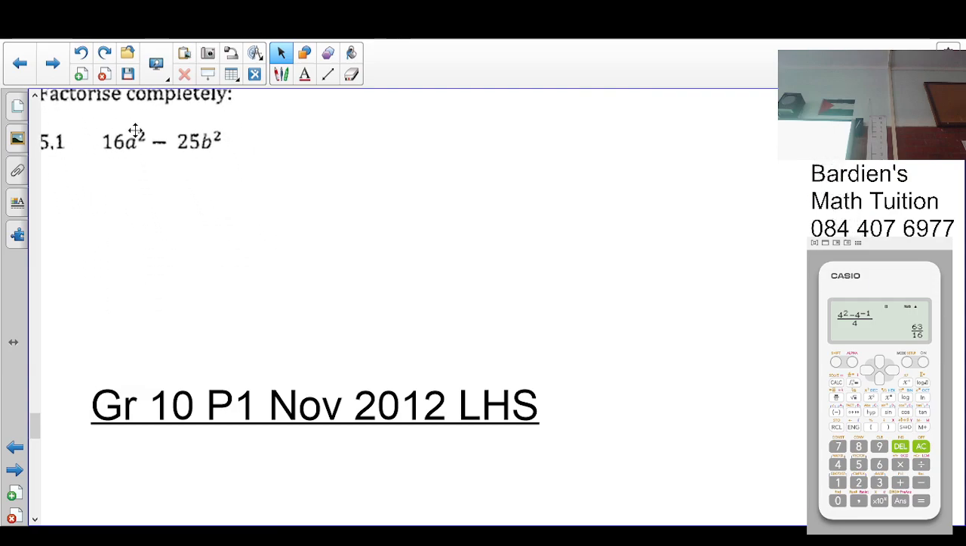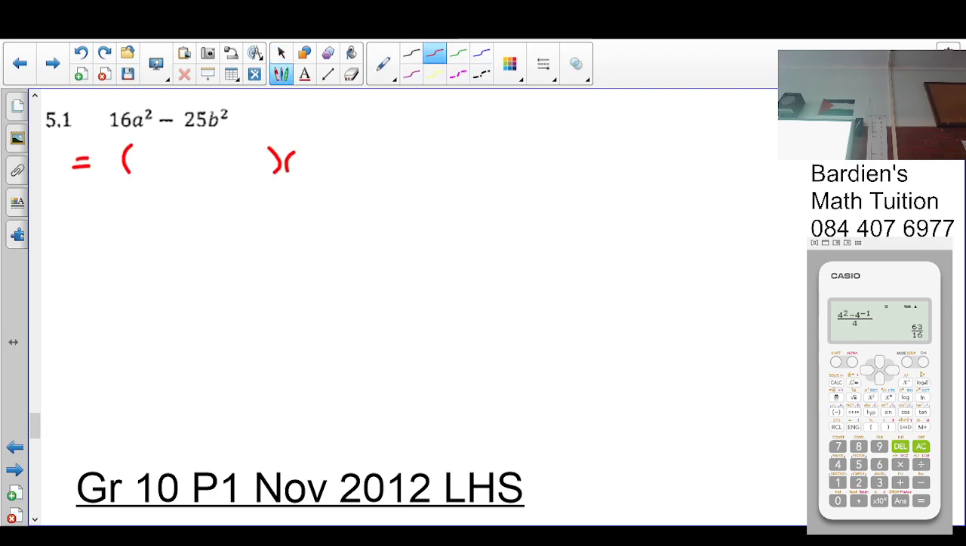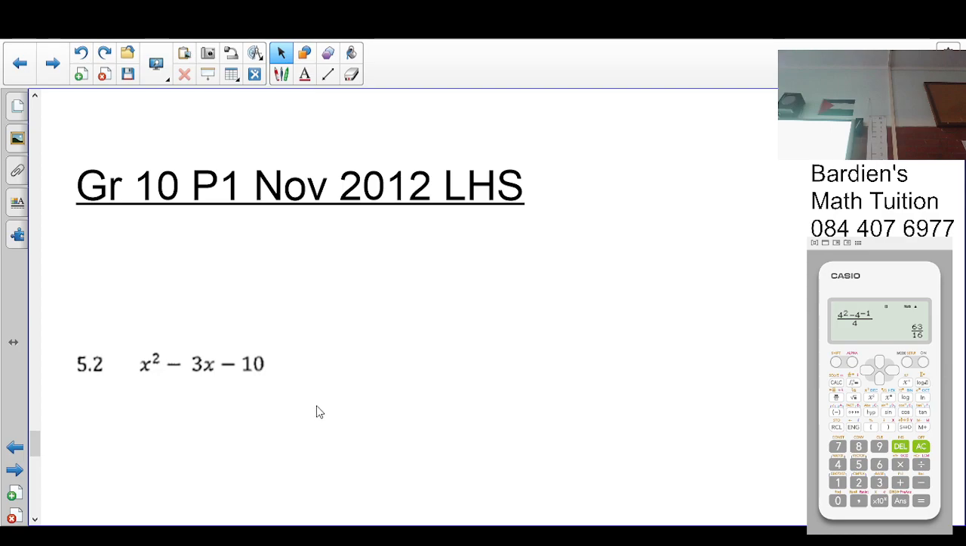Right, now it says factorize completely. Is there any common factor? That's the first thing we look for. No. Difference of two squares, not so. What's the square root of 16a squared? 4a. One plus, one minus. Square root of 25b squared? 5b. Okay. You want to agree with that? Let's go to the next one.